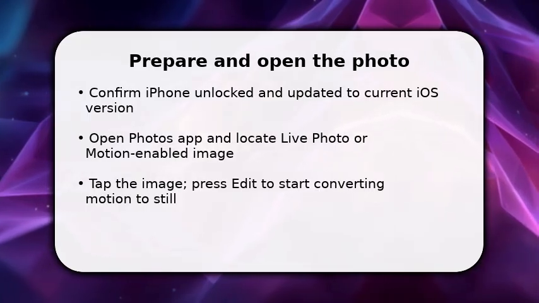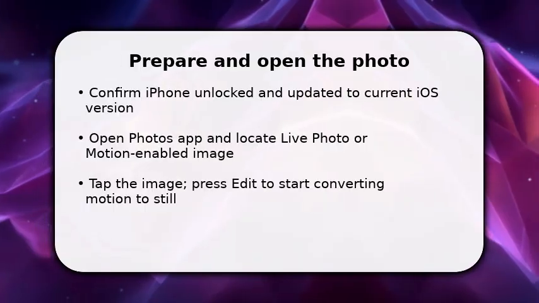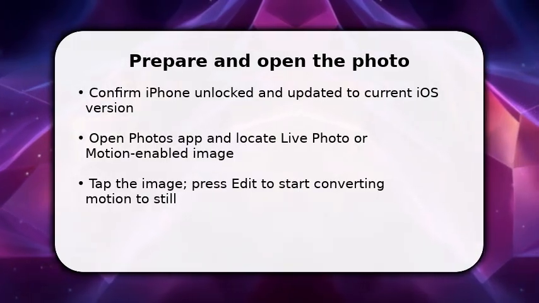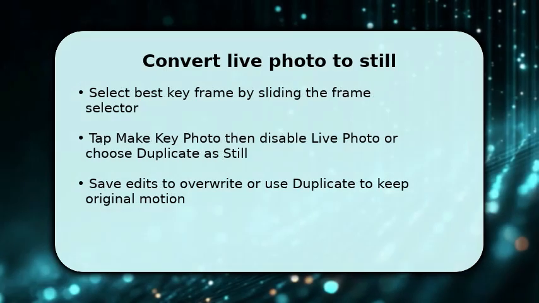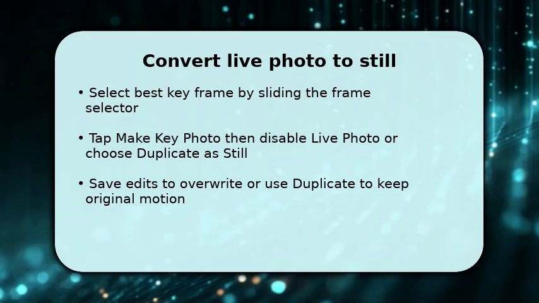Make sure you choose a stable keyframe by dragging the frame picker. This sets the still image. You're doing this to replace the moving frame with a single crisp shot before finalizing the conversion. Once you have the keyframe selected, tap Make Key Photo so that frame becomes the main image.